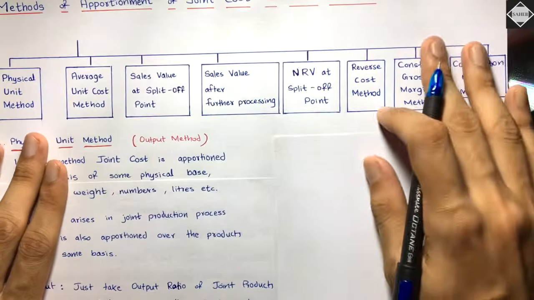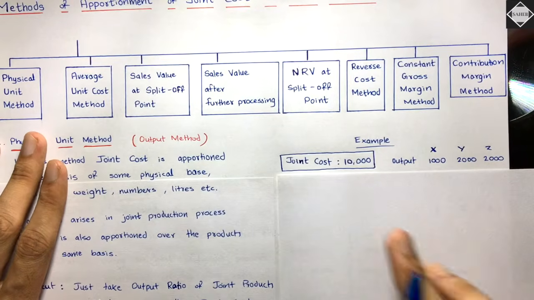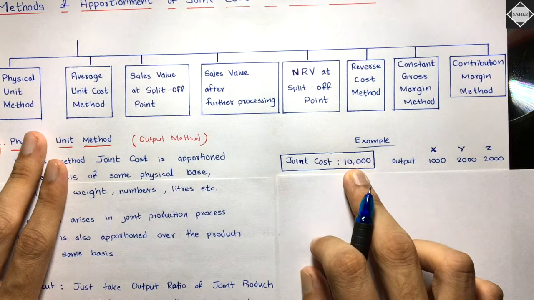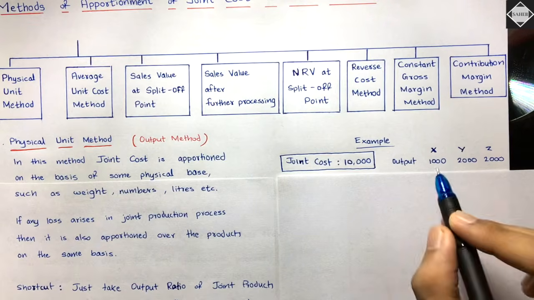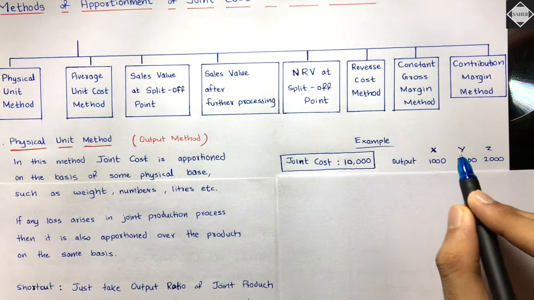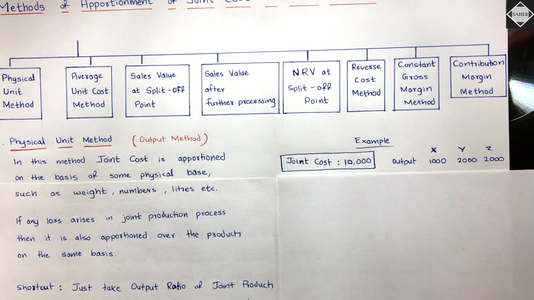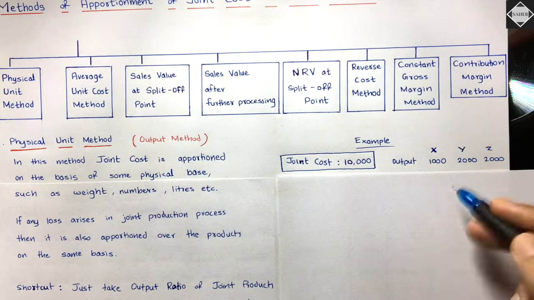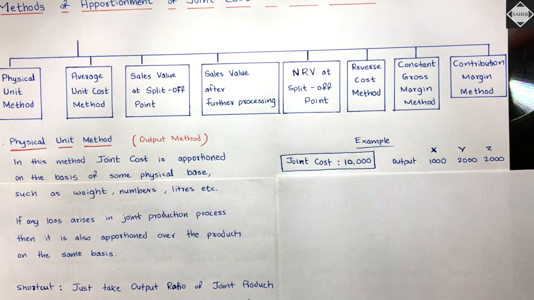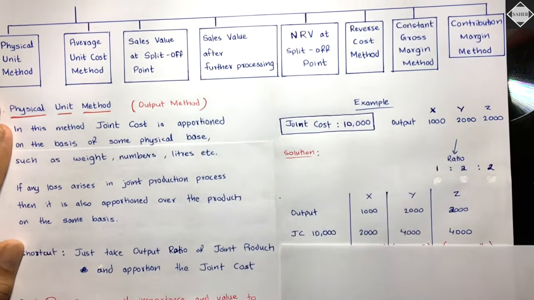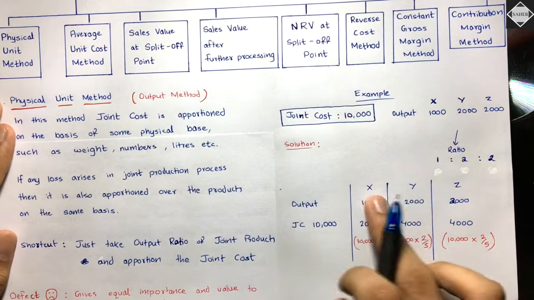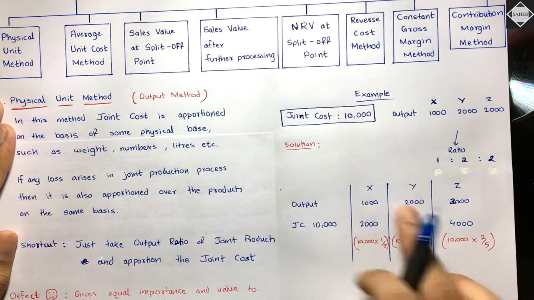Let's see an example. Let's just say the joint cost is 10,000 rupees, and the output that has come out at the split off point is 1000 kgs of X, 2000 kgs of Y, and 2000 kgs of Z. So just take out the ratio, cancel off all the zeros, 1:2:2, isn't it? So 1/5, 2/5, 2/5. For presentation, X, Y, Z, output 1000, 2000, 2000.